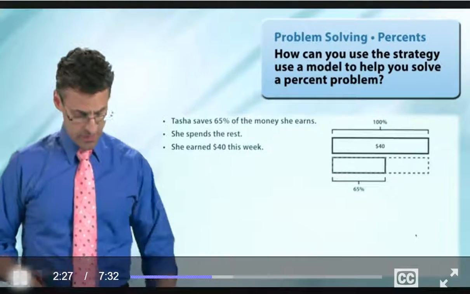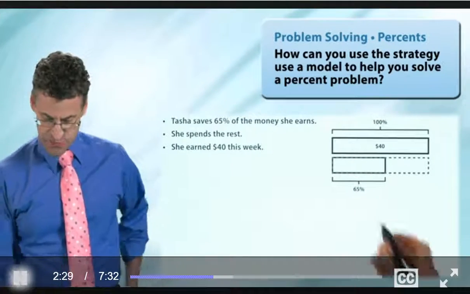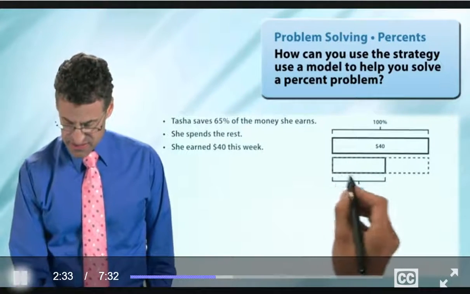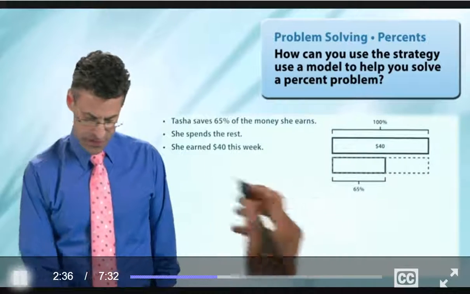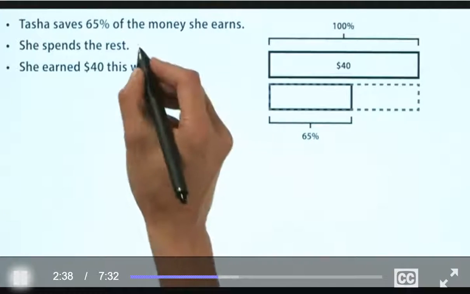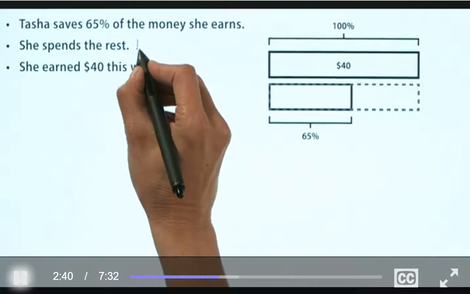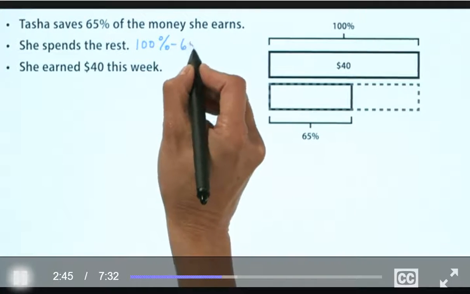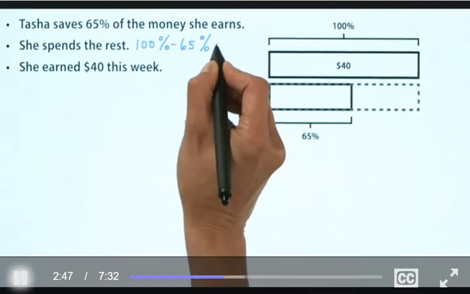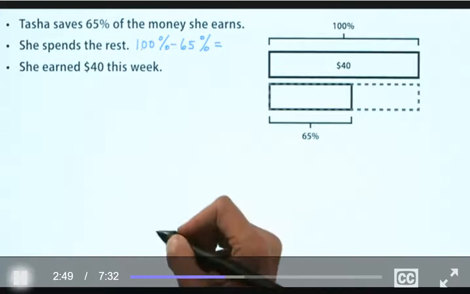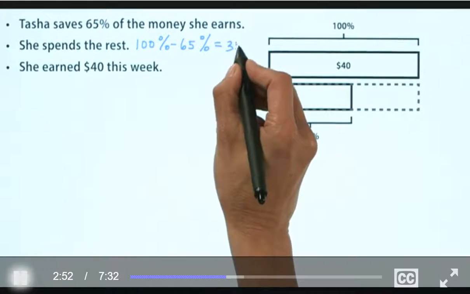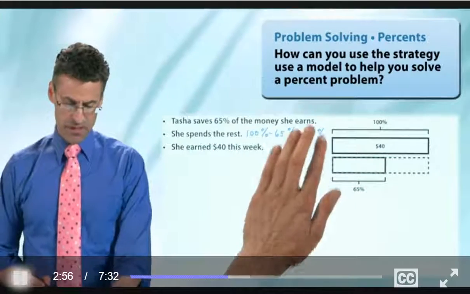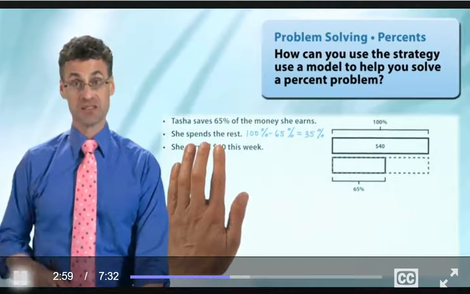Now what percentage is that? Well, if we think about it, the totality in the model is 100%, and this is 65%, so that difference is going to be what she spends. So what she spends, in fact, will be 100% minus the 65% that she saves. So what's 100% minus 65%? Well, that's 35%. So that's new information. That means 35% of the money she earns, she actually spends.